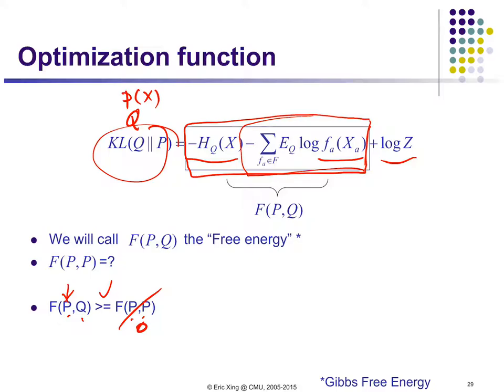Log QP is always non-negative, right? Anyway, what I want to say is that this cost function has some interesting properties: it is always lower bounded. When you set P and Q to equality, the value of that cost function, because KL is the best that you can possibly achieve, is zero, right? You can't go negative, right?